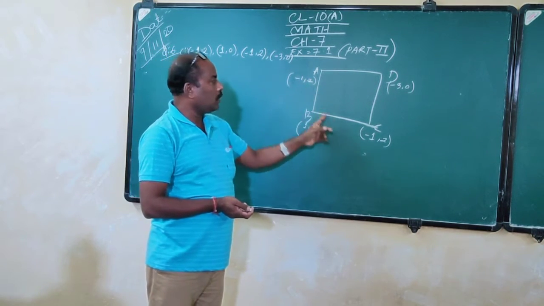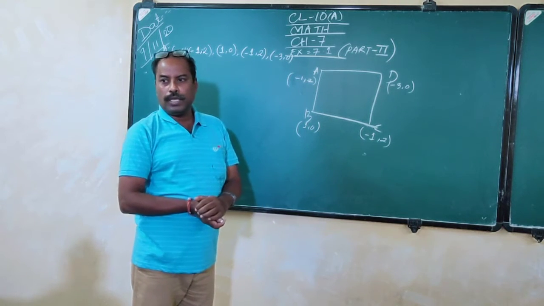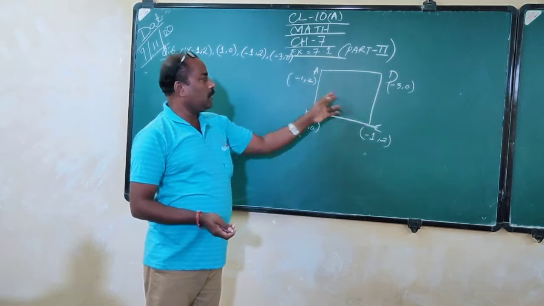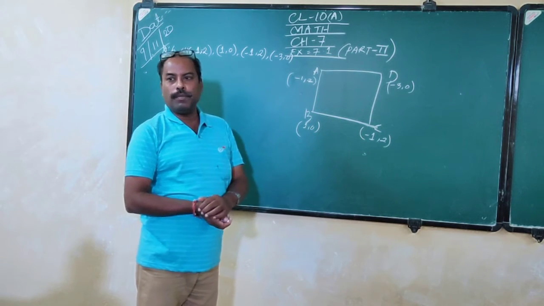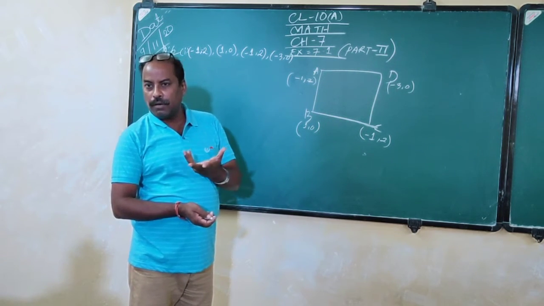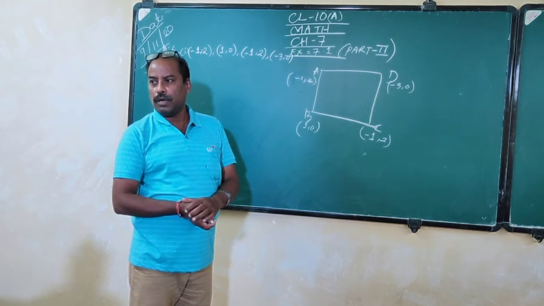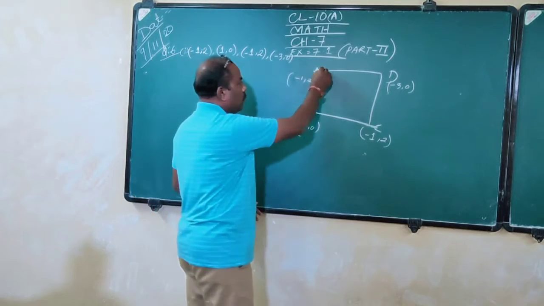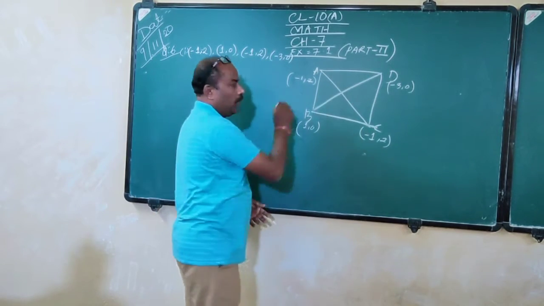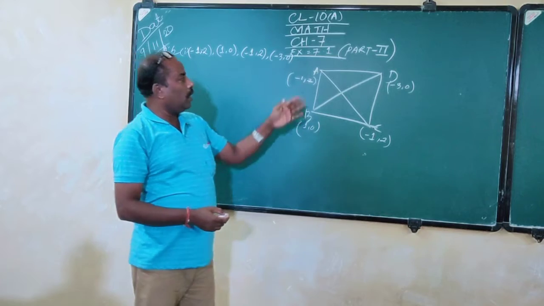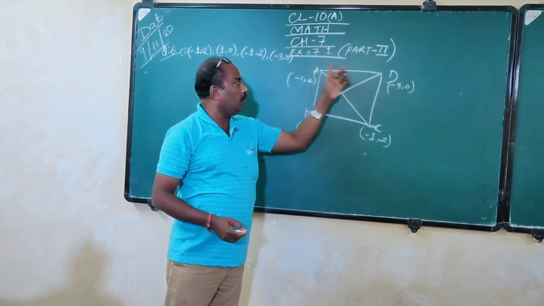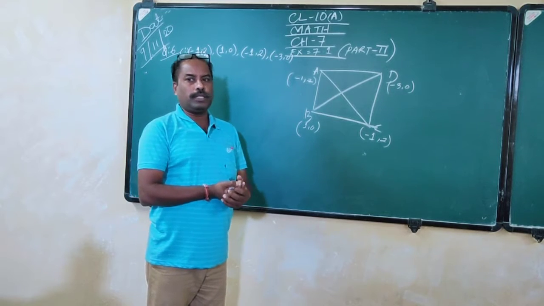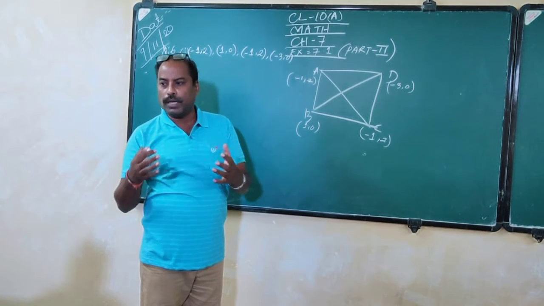If all sides are equal, then it is a square, maybe a rhombus. If opposite sides are equal, then it may be a parallelogram or rectangle. So depending upon that, we have to find out. Again, in a quadrilateral there will be two diagonals, so we have to find the diagonals also. By looking at the diagonal relationship, we can confirm what the quadrilateral is.